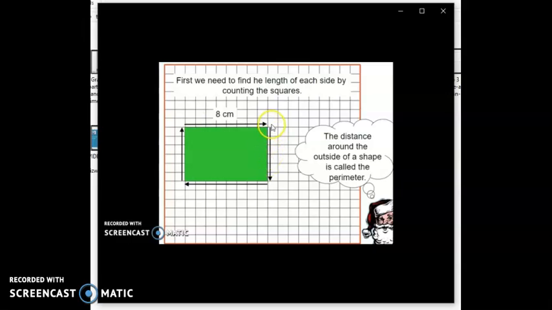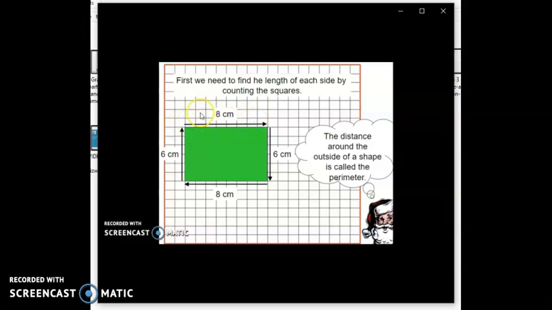If I count this length side, it is 1, 2, 3, 4, 5, 6. It means it is 6 centimeter. Likewise, if I count the distance from this side to this side, it is 8 centimeter, and same like this, 6 centimeter. So we can count the length by using these squares also.